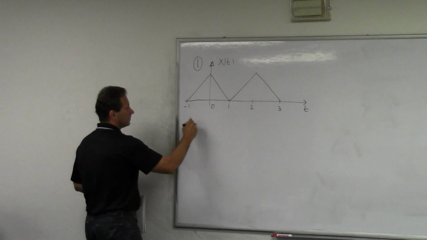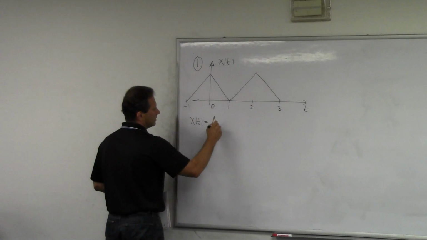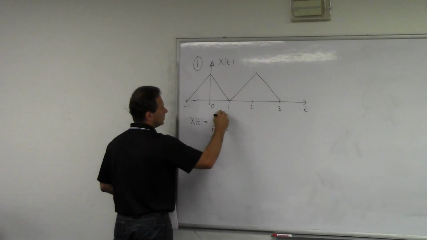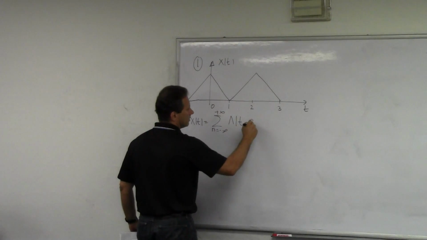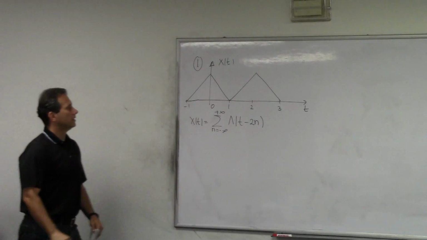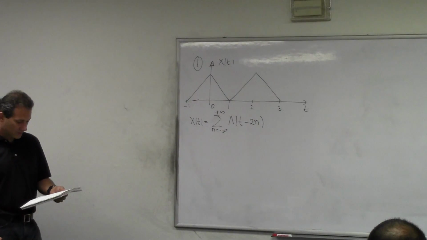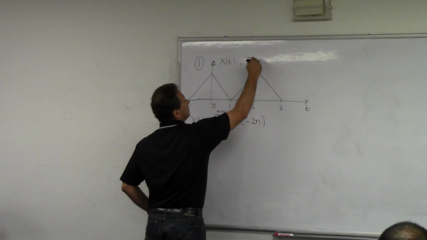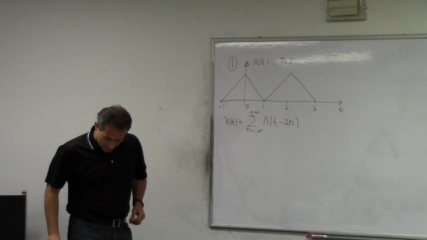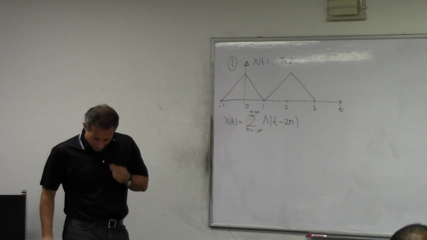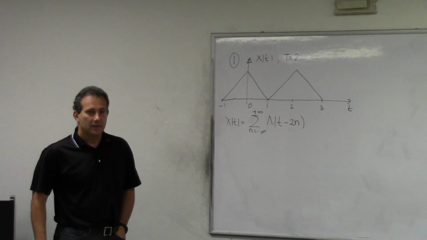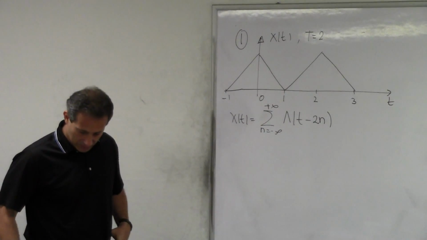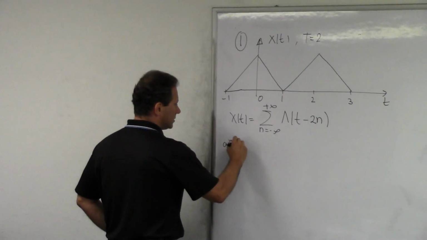So x of t is given as the sum, when n goes from minus infinity to plus infinity, of lambda of t minus 2n. So that's my function here that is obviously periodic. What is the period of this function? 2. Period is 2. Excellent. And the question is: find the Fourier series and determine the number of components that is required so that 98% of the power is captured. So first one is find the Fourier series.